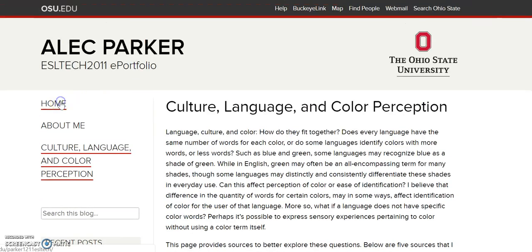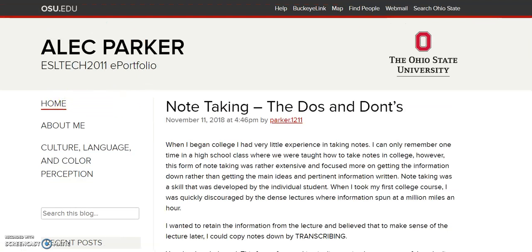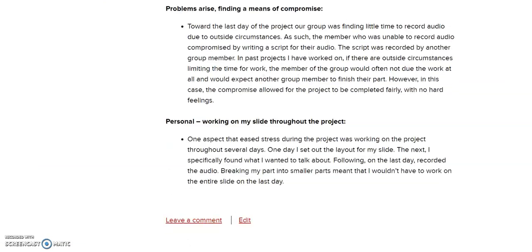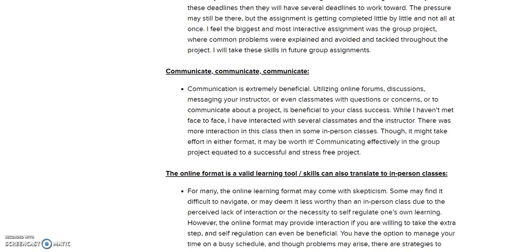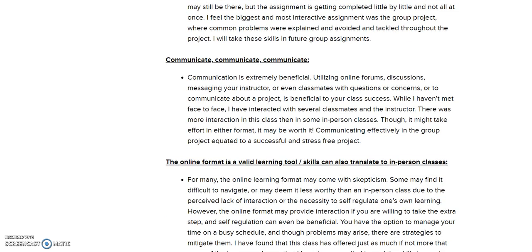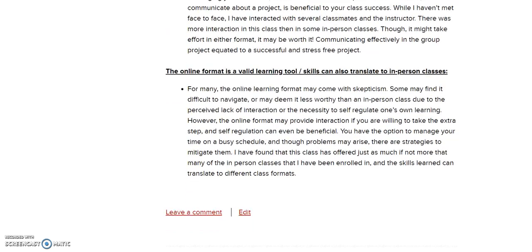So now back to the home page, scroll down to my 3 main takeaways. One, if there's a problem, there may be a solution. Whether it be note-taking, procrastination, group assignments, technological issues, there may be strategies. Two, communicate. There are ways to communicate in online classes. While it may take effort, they're there, and communicating effectively can make or break a group project.